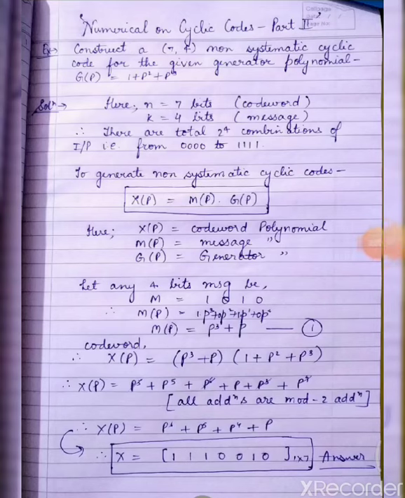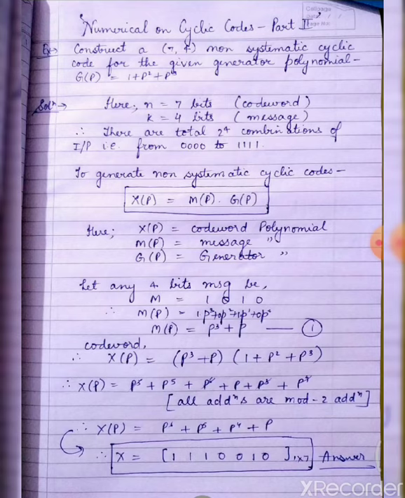Today we are going to see a numerical on cyclic codes. In the last lecture we saw how we can generate cyclic codes, systematic cyclic codes. In this lecture we are going to see how we are going to generate non-systematic cyclic codes.